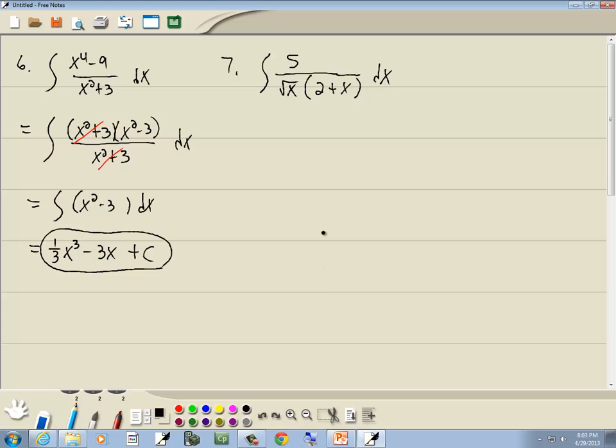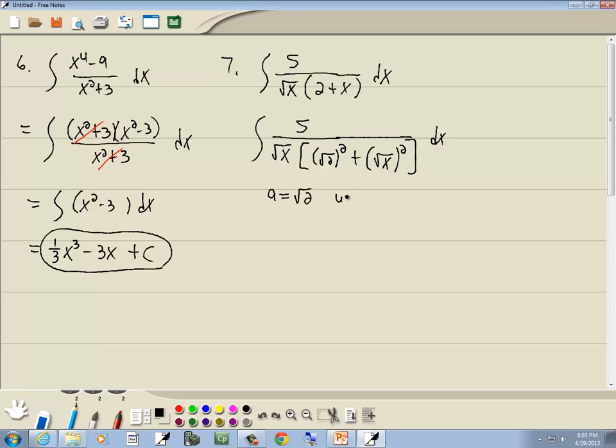Now I want a squared plus u squared. Well, I can rewrite what's inside here as something squared plus something squared. So this becomes 5 over square root of 2 squared, plus, and I'll rewrite that as a square root of x squared. If it's going backwards, the square root and the second power would cancel, and I'd end up with 2, and here I'd end up with x. Okay, so this is going to be our a, this is going to be our u. Let me go ahead and write that down. A is equal to square root of 2, u is equal to square root of x, which is also x to the 1/2.